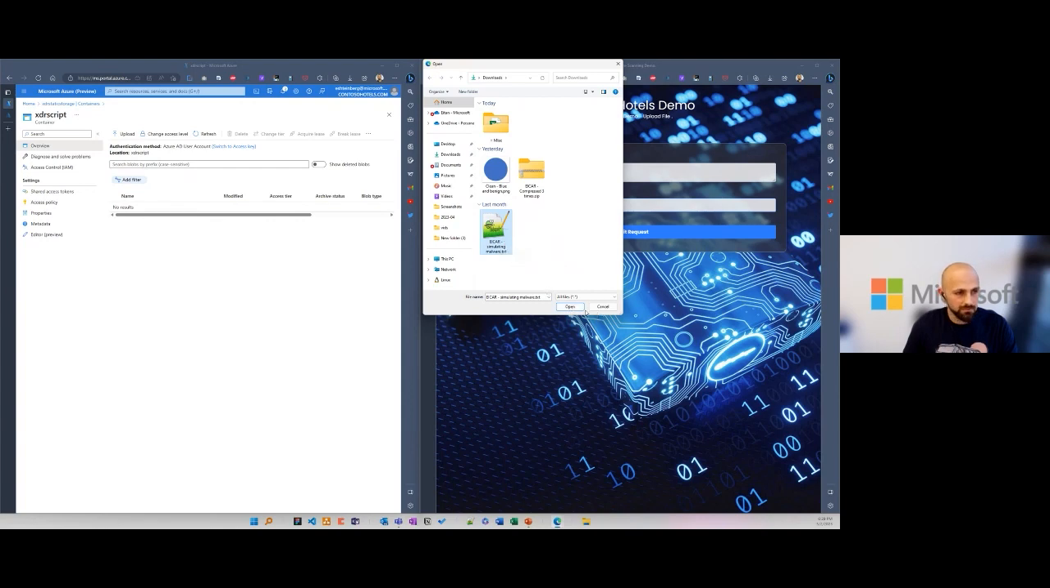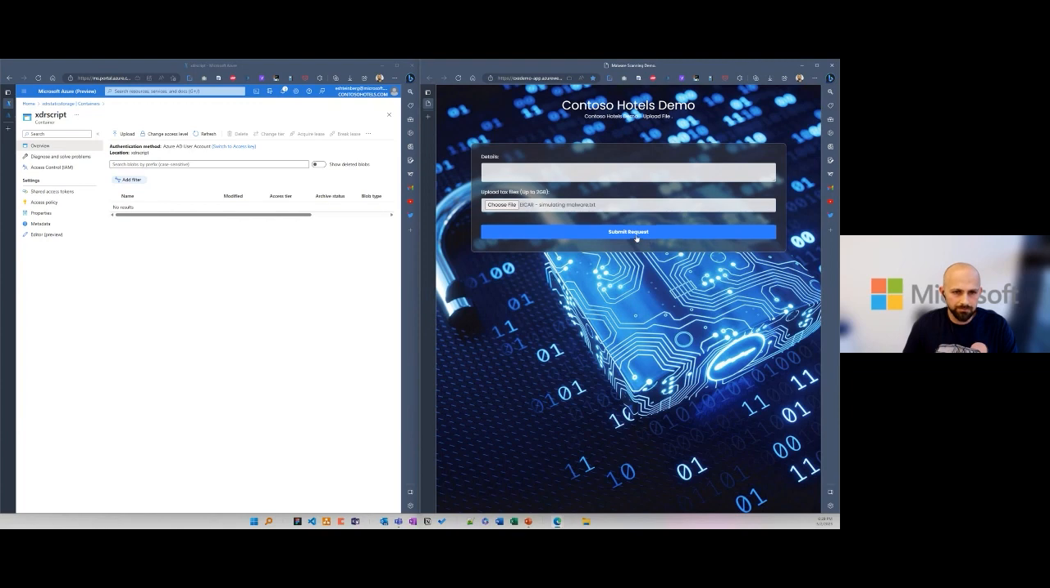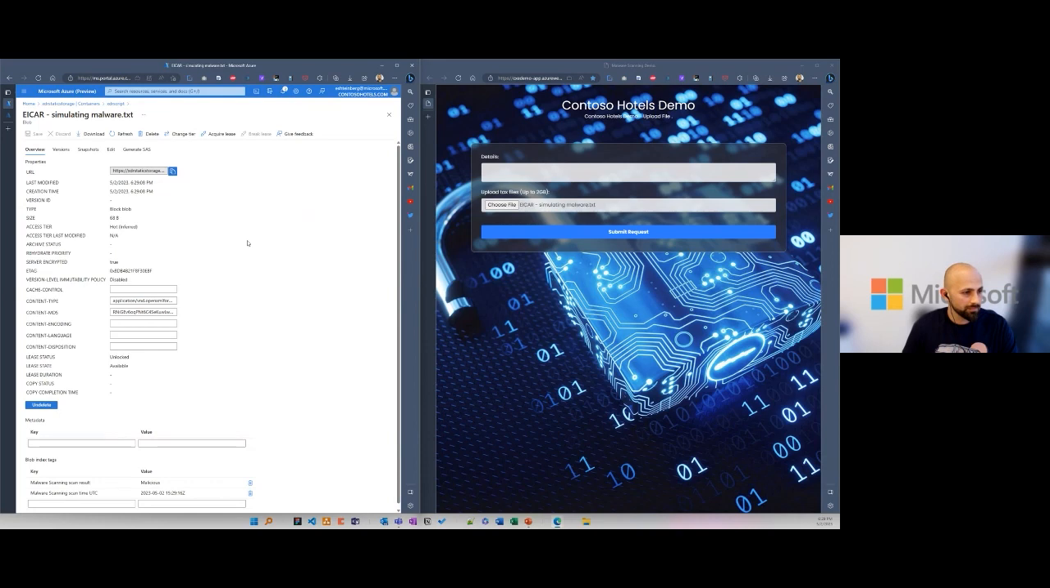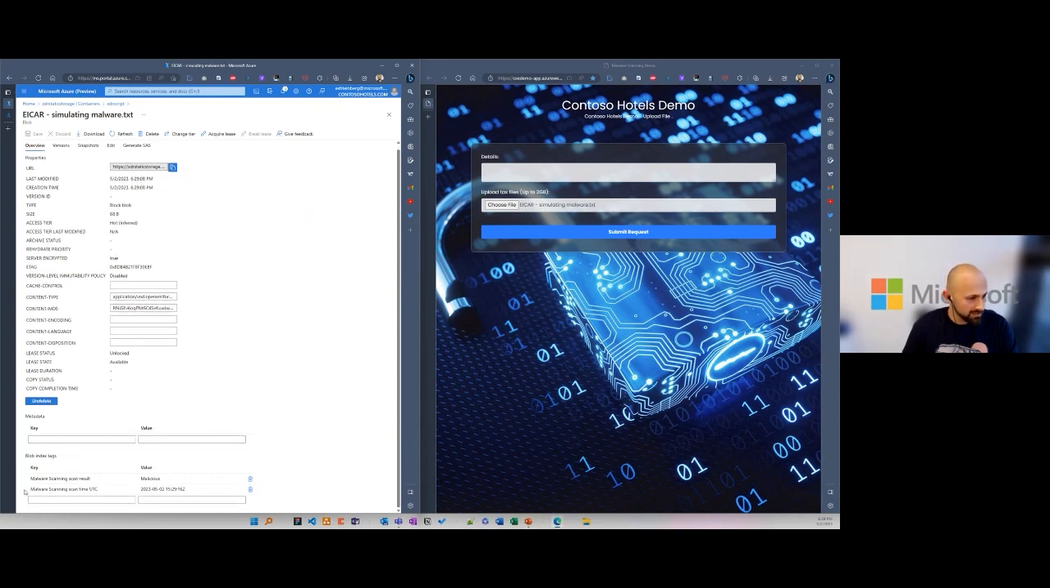And I think that most of you are familiar with this. So let's upload it. And we can see that it was uploaded successfully. So I'll go here, I'll refresh. And if I go and click this file, I'll go down and you see here that I already have the scanning result. So this is real, this has just happened.